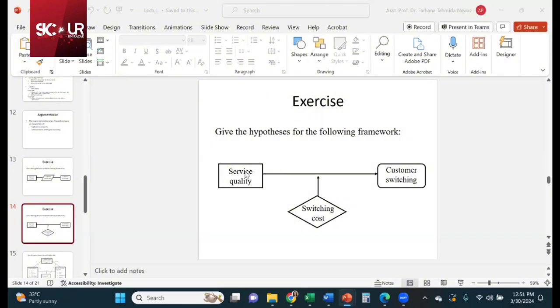All right. My first hypothesis is between service quality and customer switching. When the service quality is good, the customer switching is lower. My hypothesis 2 is when lower switching cost is observed, if the service quality is good, that leads to lower customer switching.